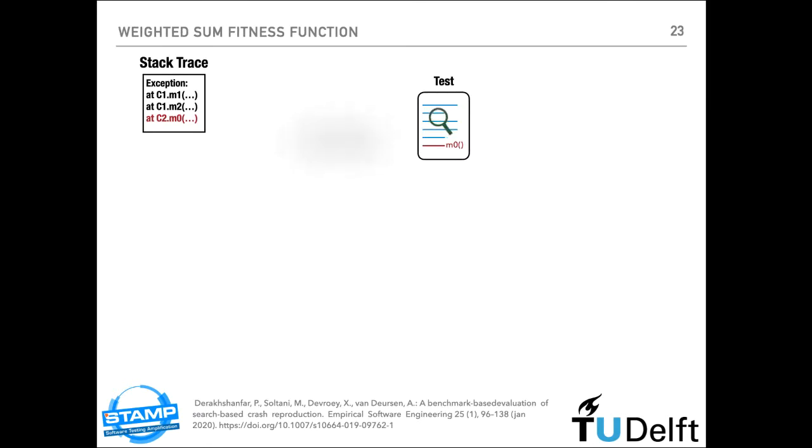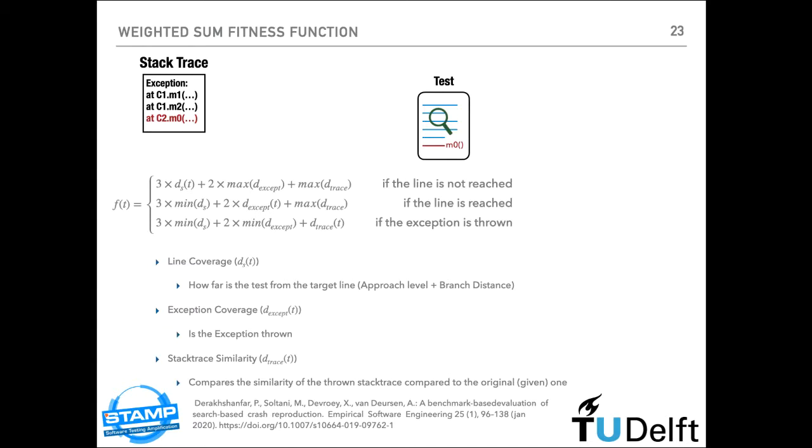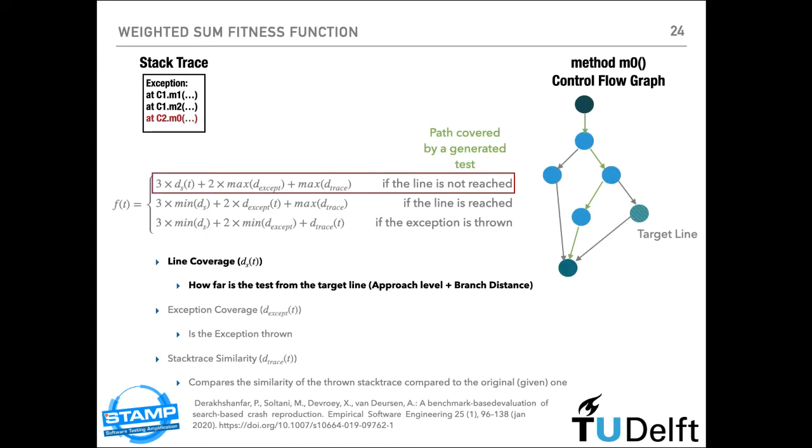The fitness function in this algorithm can be defined in various ways. The first one is called weighted sum crash distance. This fitness function contains three elements: line coverage, exception coverage, and stack trace similarity. In the first element, we produce the control flow graph of the method that appeared in the outmost frame of the given stack trace, here method M0. Then, this heuristic measures the distance of the test execution path from covering the target line, the line number which appears in the outmost line of the given stack trace. This measurement is done by approach level and branch distance.